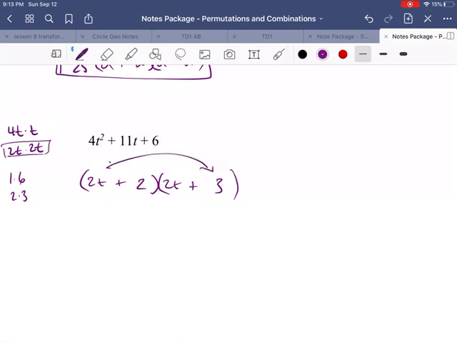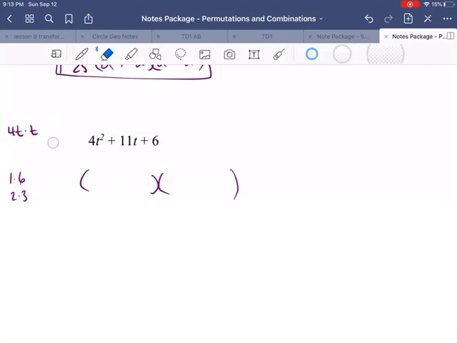So check your outer product. 2t times 3 is 6t. Check your inner product. 4t, there's no way I'm getting to 11t using 6t and 4t. So no bueno. So we've tried all the different variations of 2t and 2t, and it didn't work. So we need to go to 4t and t. All right, let's try 2 and 3. And again, everything has to be positive because everything's positive in the original.